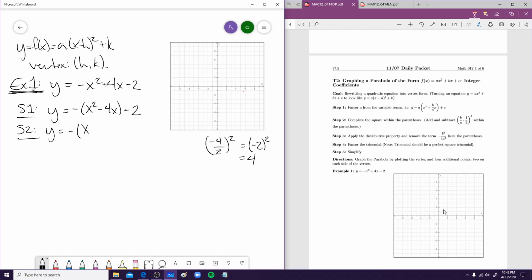So now what am I going to do with this 4 that I found? I'm going to do that trick. I'm going to add 0 to my function, so it doesn't change anything. I know I want a 4, so how do I balance this out? I also have to subtract 4.